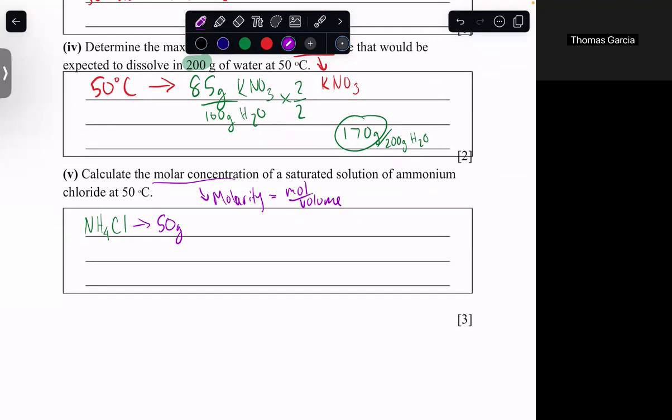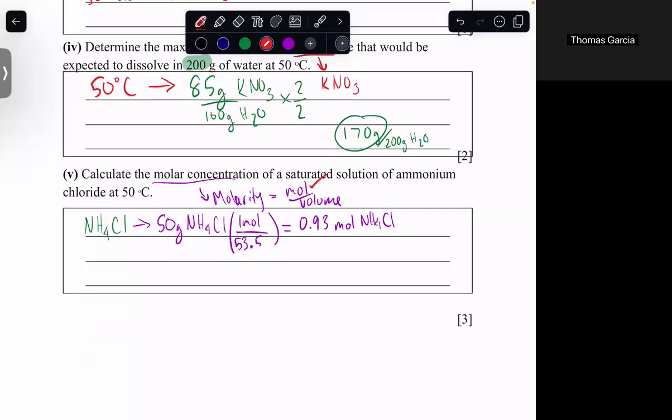Now we can first calculate moles. 50 grams NH4Cl can quickly be converted into moles by dividing by the molar mass. So 1 mole on top, with the molar mass being about 53.5 on the bottom. And we get an answer of about 0.93 mole NH4Cl. So we've got the moles. We don't have to worry about that. Now we just need the volume.